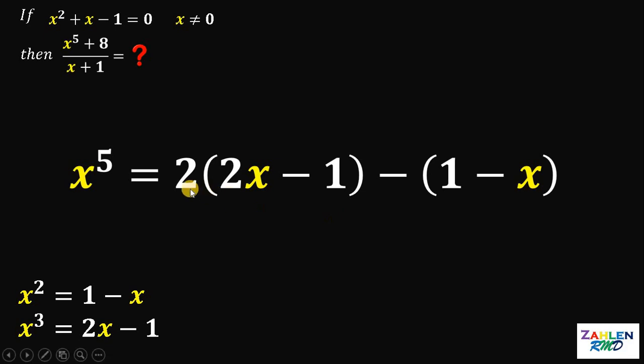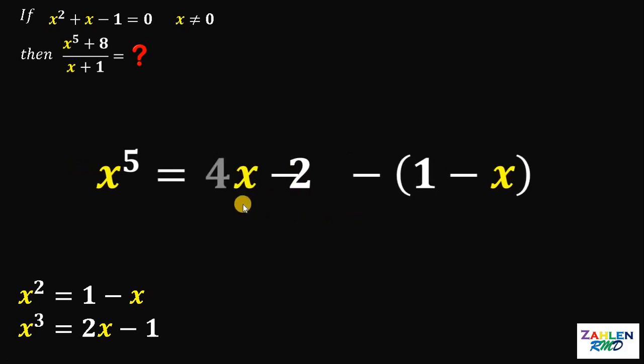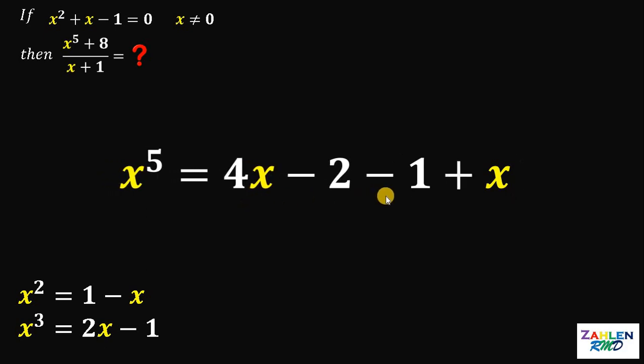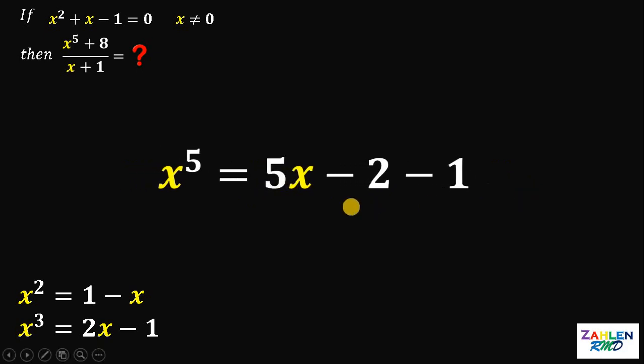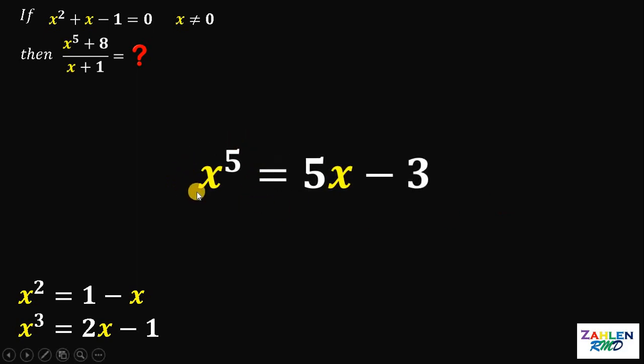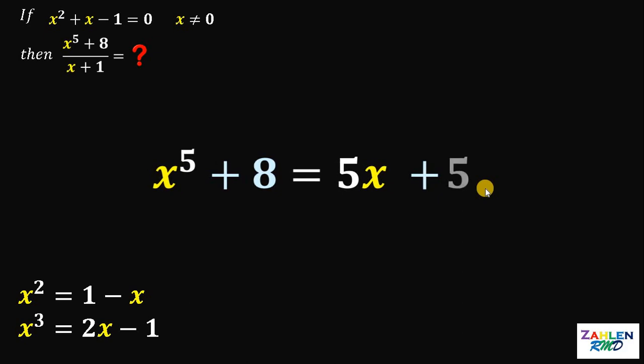Now, let's simplify. 2 times 2x minus 1 will give us 4x minus 2. Then, distributing the negative sign will give us 4x minus 2 minus 1 plus x. Now, 4x plus x will give us 5x. And negative 2 minus 1 is just negative 3. Now, we have an expression that is equivalent to x raised to the fifth power. But we want x raised to the fifth power plus 8. And this is very simple. Just add 8 on both sides. So we have x raised to the fifth power plus 8 equals 5x minus 3 plus 8. Now, negative 3 plus 8 will give us positive 5.